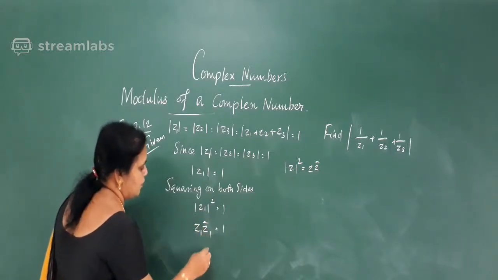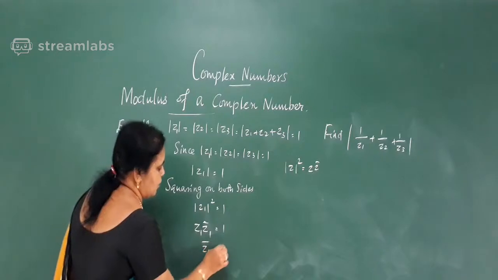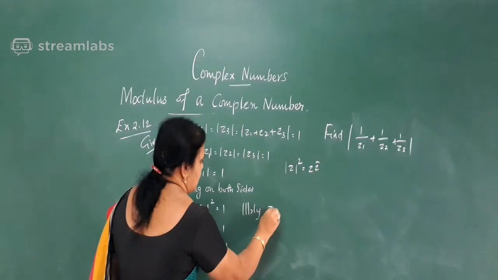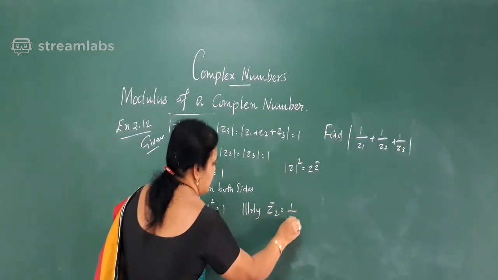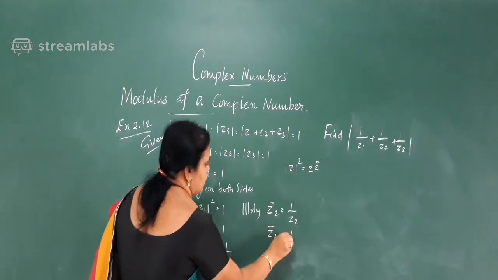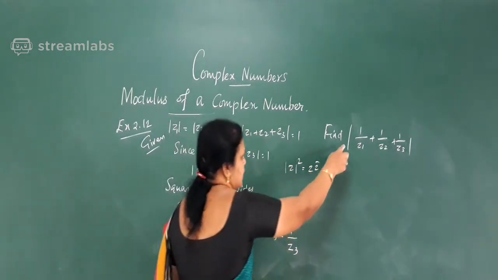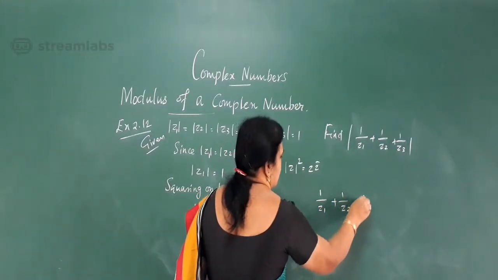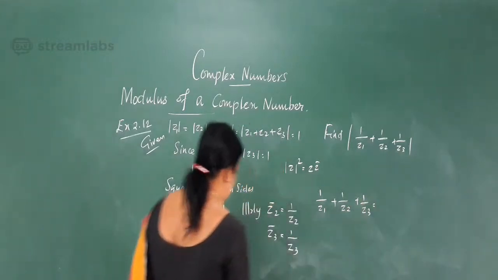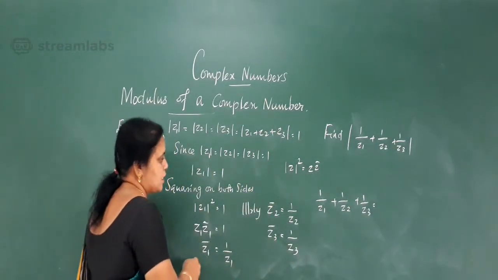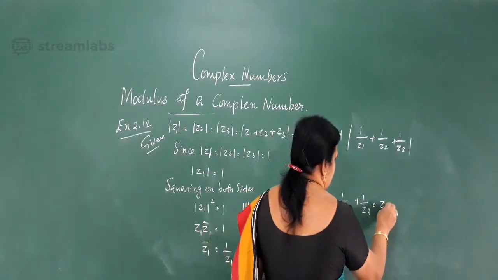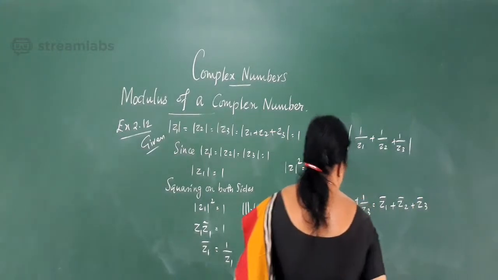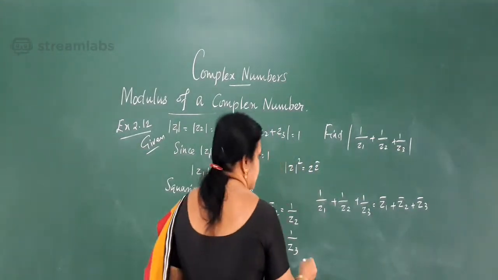First, Z1 bar is equal to 1 by Z1. Similarly, Z2 bar is equal to 1 by Z2, and Z3 bar is equal to 1 by Z3. We take 1 by Z1 plus 1 by Z2 plus 1 by Z3 is equal to, what is the value of 1 by Z1? Z1 bar plus Z2 bar plus Z3 bar.